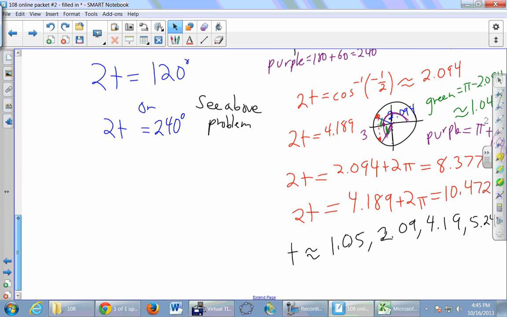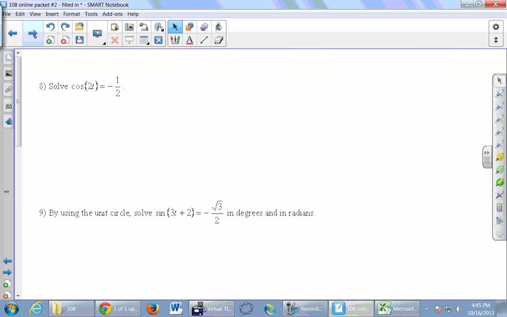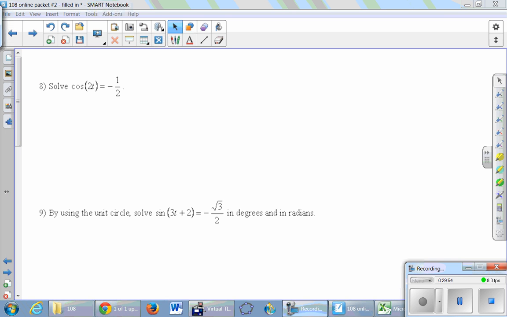Okay, so when we're ready, move on to the next page. Number 8. Solve cosine 2t equals -1/2. I feel like we've done this already. The only difference here is that instead of finding specific solutions between 0 and 360 or 0 and 2 pi, we need to find all the solutions. So let's just go back to the fundamental solutions.